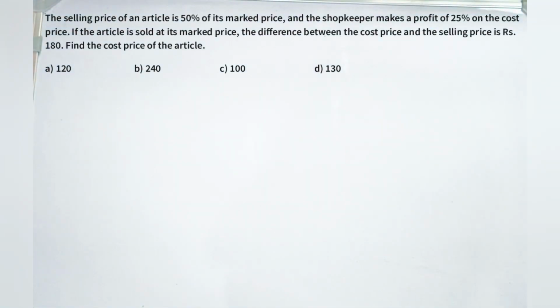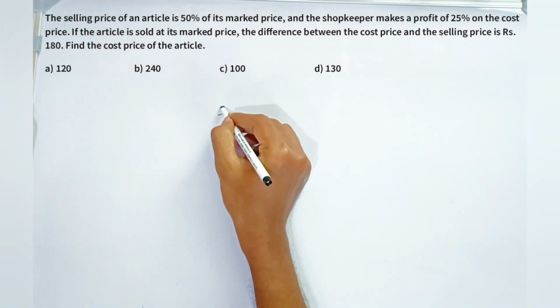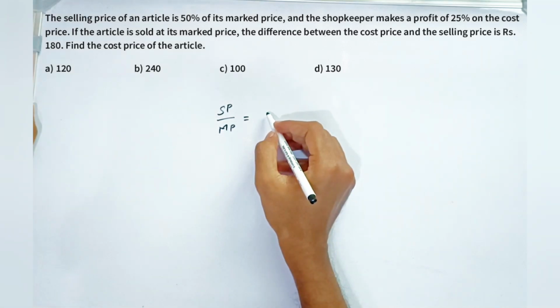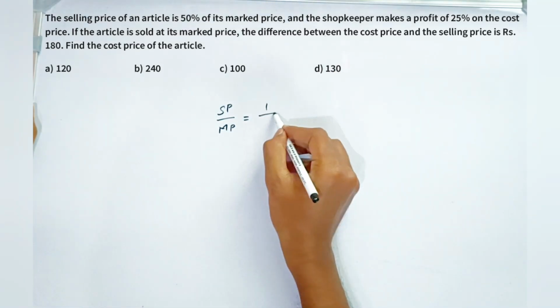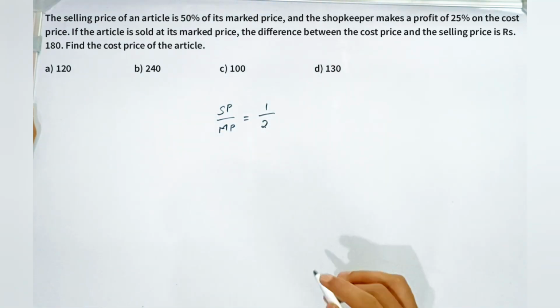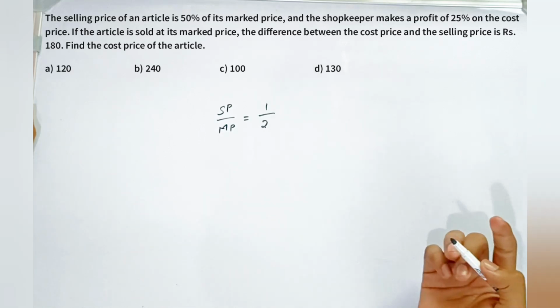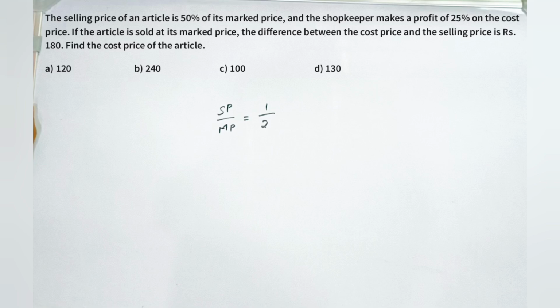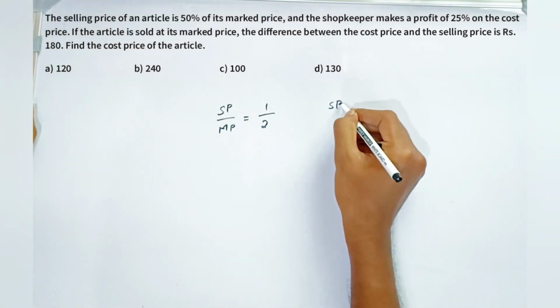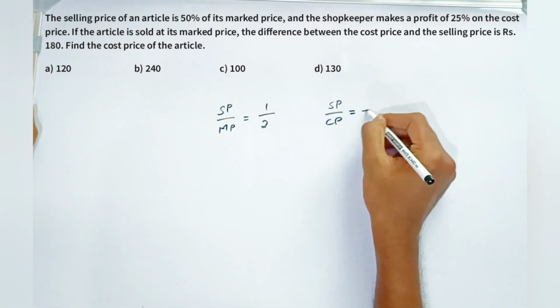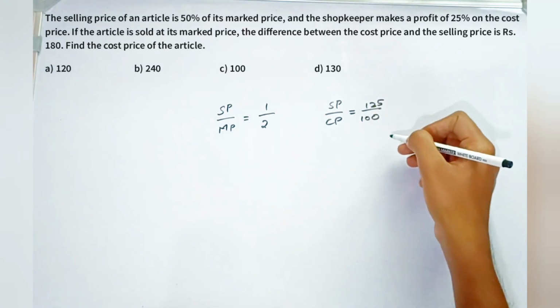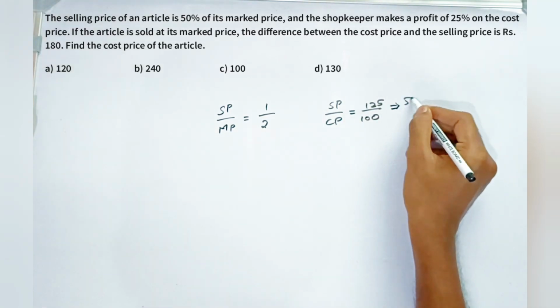Okay, going to the next question. The selling price of an article is 50% more than the market price. Here we have the selling price and the market price. The shopkeeper makes a profit of 25% on the cost price, which means if the cost price is 100, the selling price must be 125, because he has to make 25 as profit. This can be written as 5 by 4.